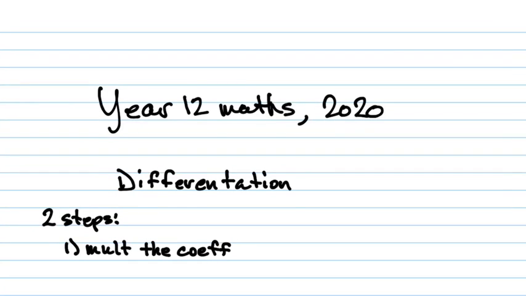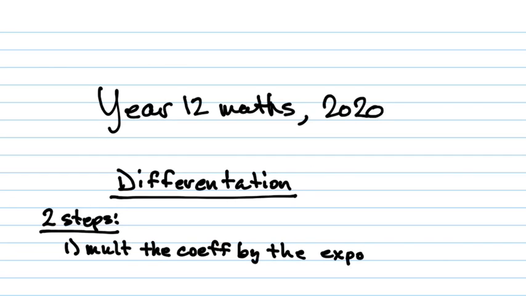Right? So we're talking about differentiation, which is taking the differential, which is the basis of all calculus. So two steps. Multiply the coefficient by the exponent. Whatever the exponent is, multiply it times the number in front. Watch out for your signs. Signs still exist, so pay close attention. Second step.